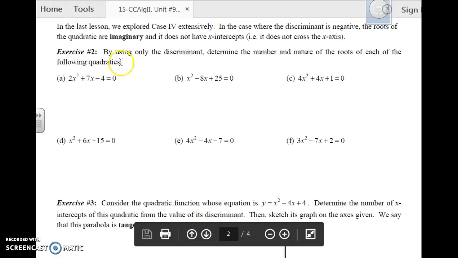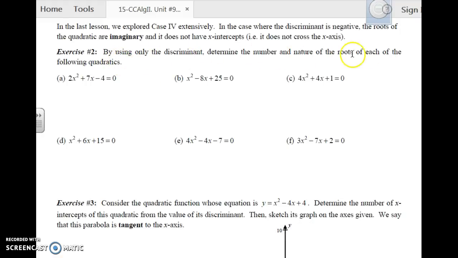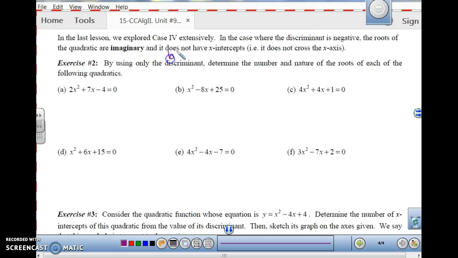All right, so by only using the discriminant, determine the number and nature of the roots of each of the following quadratics. So using b squared minus 4ac, let's determine what kind of roots we have. b in this case would be 7 squared, minus 4 times 2, which is a, times 1, c is negative 4. So this is going to be 49 plus 32, which is 81. This is a perfect square. So what does that tell me?